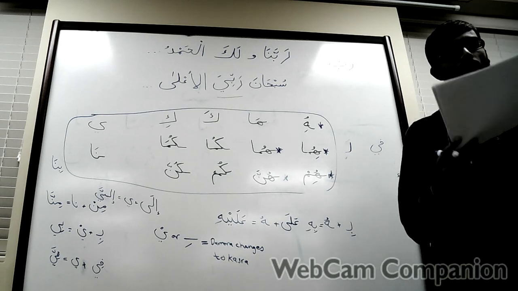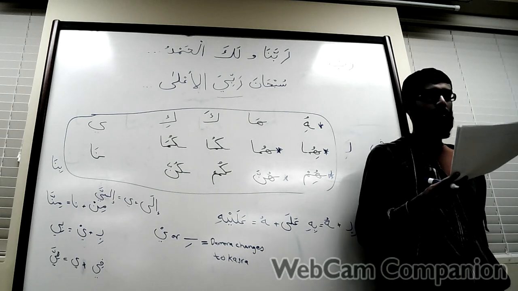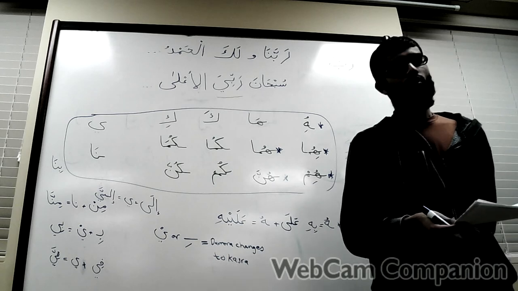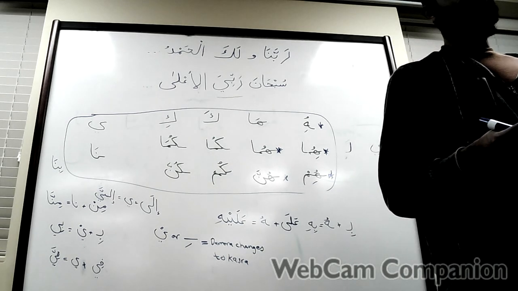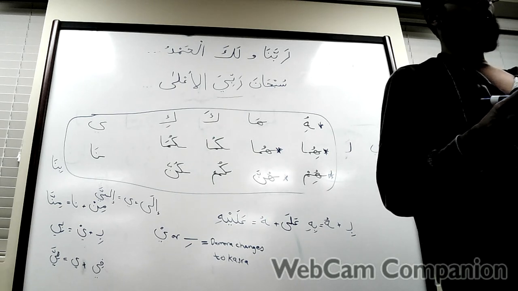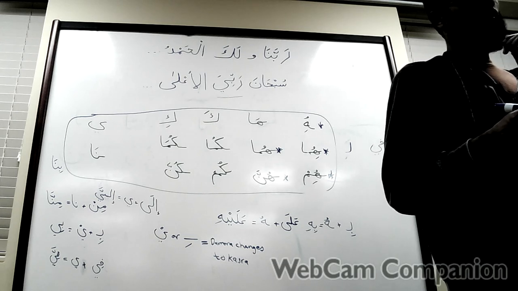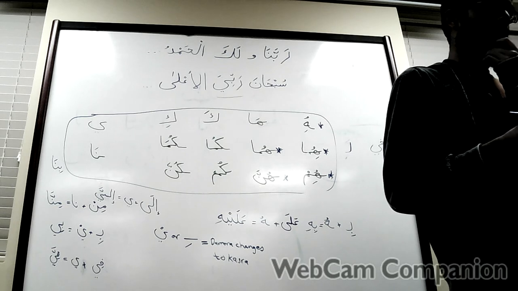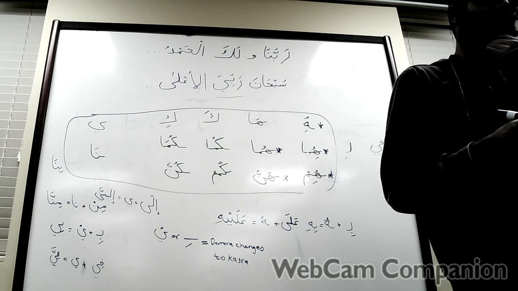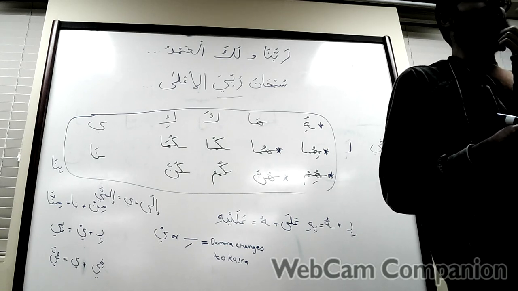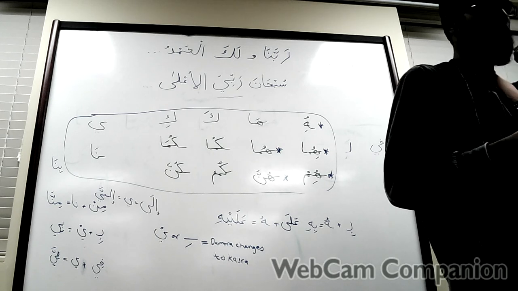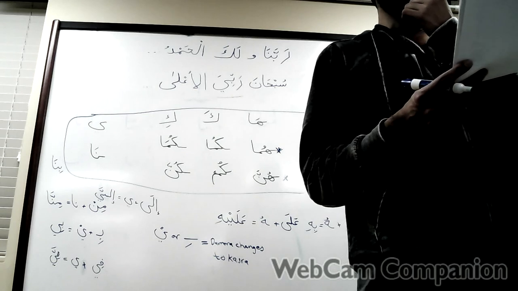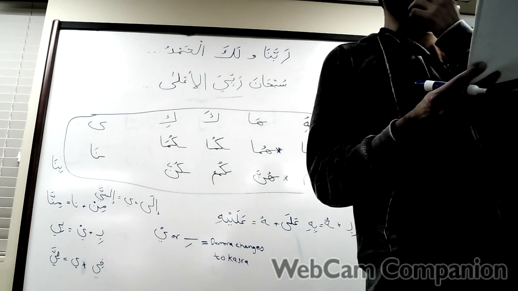Next line, brother Najma. هذه غرفتي. What's هذه غرفتي? This is my room, okay? فيها نافذة كبيرة ومروحة صغيرة. Okay, what's فيها نافذة كبيرة? In it, window. What's نافذة كبيرة? Big window. And why is it فيها and not فيه?